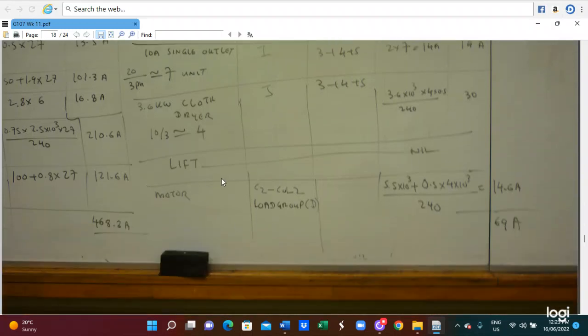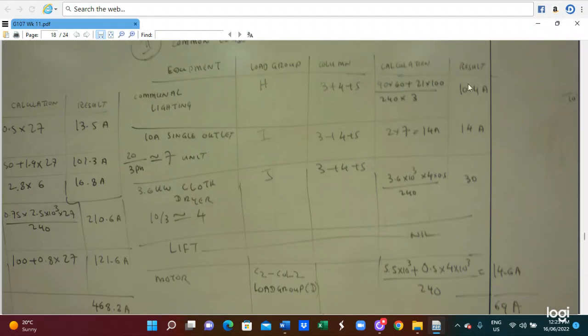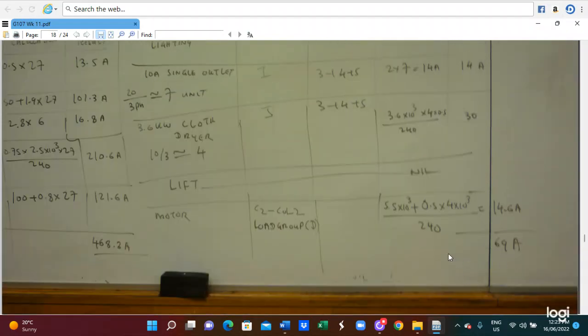And the other thing is the motor, the load group D. So the first motor is 5.5 into 10 power 3, and the second motor is at 50%. So 0.5 multiplied by 4 into 10 power 3 divided by 240. You got 40.6. So you add all together, all the combined load is 69 ampere.